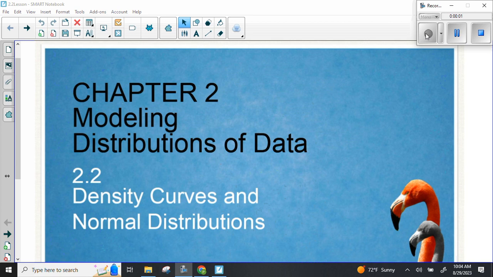Statistics. Welcome to chapter 2.2. We're going to get into the heart and soul of statistics, talking about density curves. As we go through the course, we'll learn about a number of different density curves. The first one we're going to learn about, the most important one, is the normal distribution. It forms a nice bell-shaped density curve. So let's get into that.